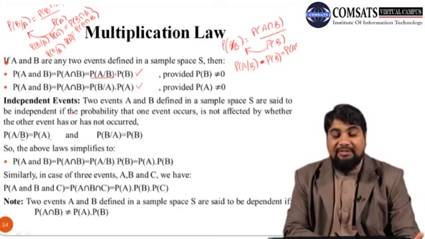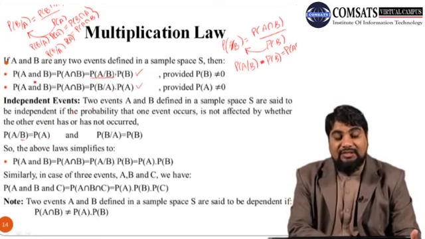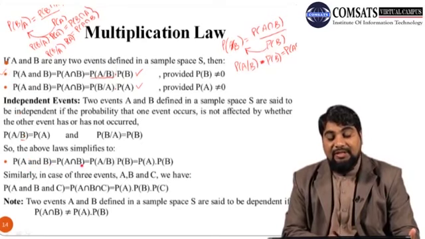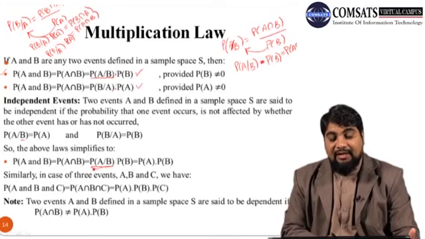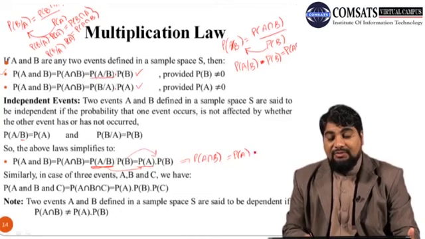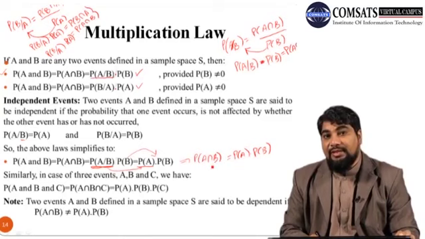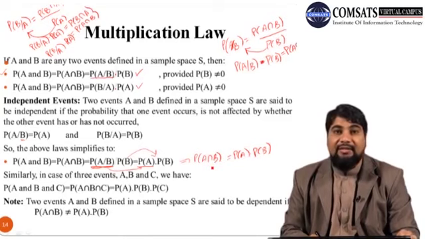So in case of independent events, we can simplify this first law. P of A and B is the probability of A intersection B. This term, A given B, is replaced with P of A, whereas P of B is kept as it is. So the simplified formula is P of A intersection B equals P of A times P of B. This result is valid only when the two events are independent.